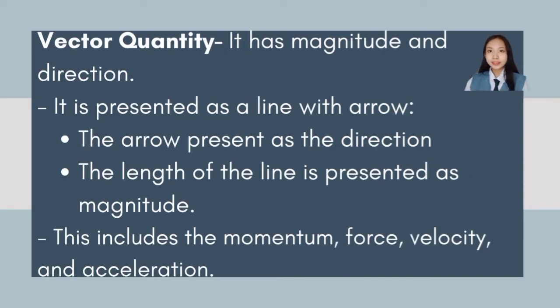In vector quantity, it has both magnitude and direction. The vector is known and commonly represented by line segment having an arrow at one end. The arrow describes the direction and the length of the magnitude. This quantity includes momentum, force, velocity, and acceleration.